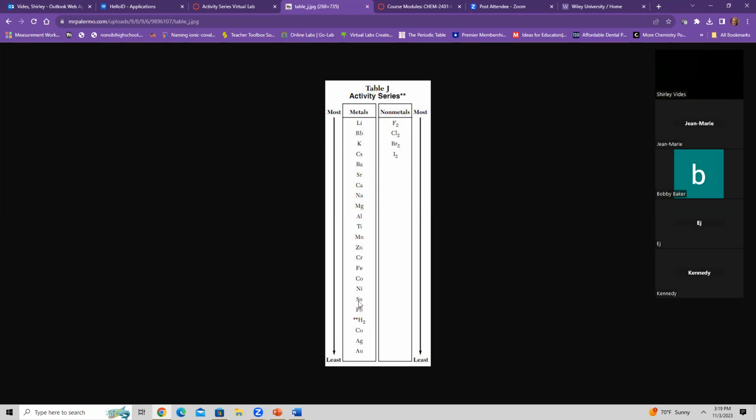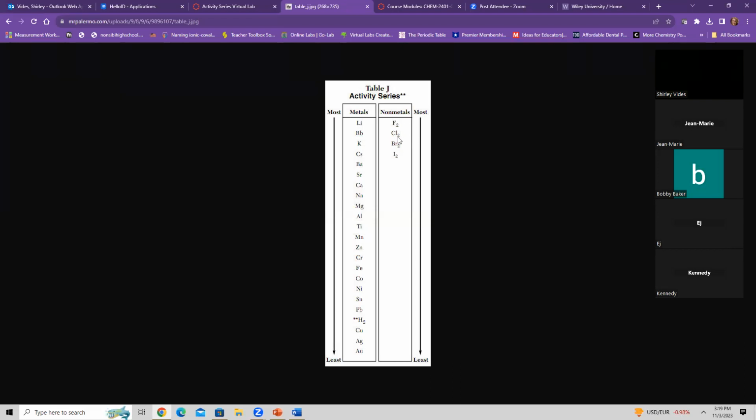So this is the way that you'll know whether the reaction is going to happen or not. Anything above will replace anything that is below. So lithium will replace everything below it. Rubidium will not replace lithium, but it'll replace everything below that. Potassium will replace everything below it, but not rubidium or lithium, and so on and so forth. You get the gist. Same with the nonmetals. Anything on top will replace everything on the bottom, but anything on top will not be replaced by the bottom.